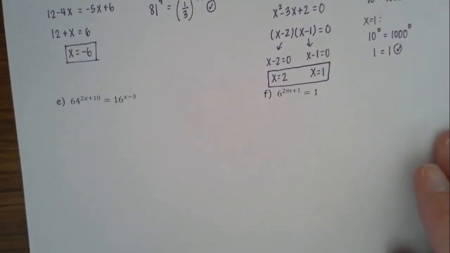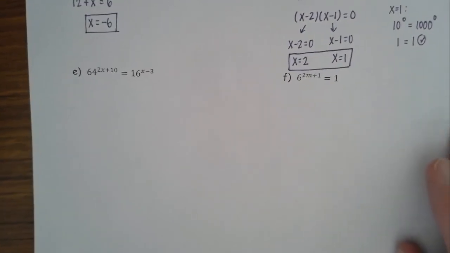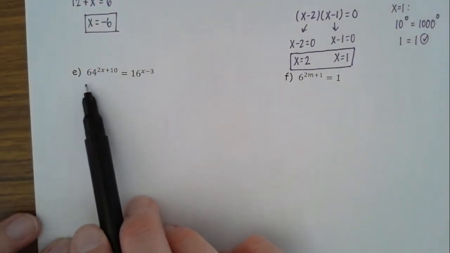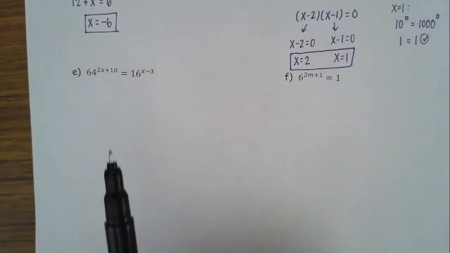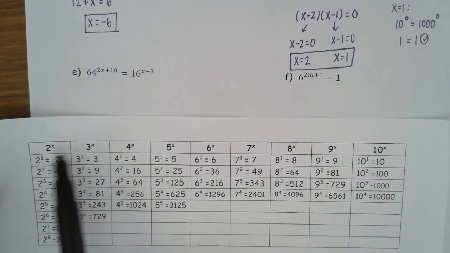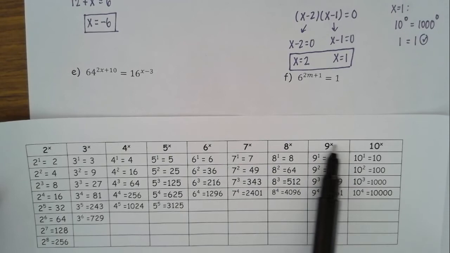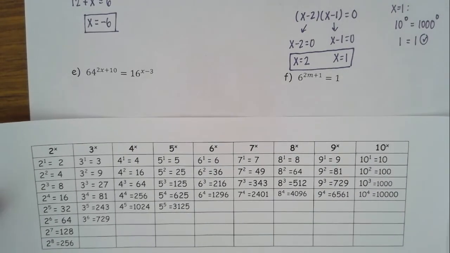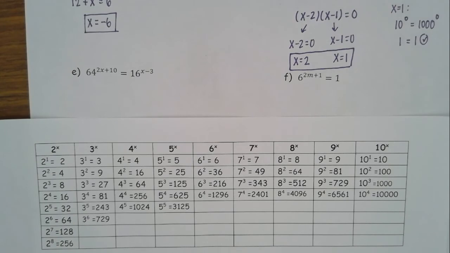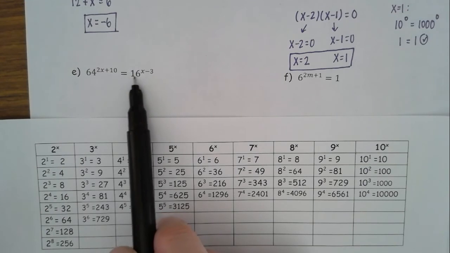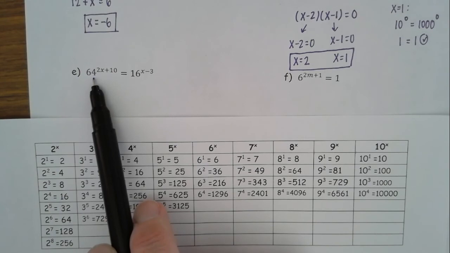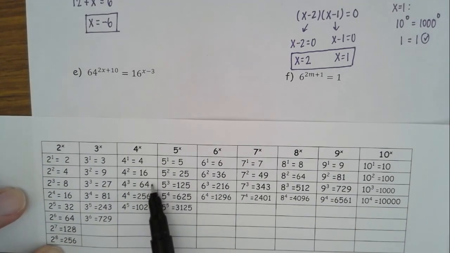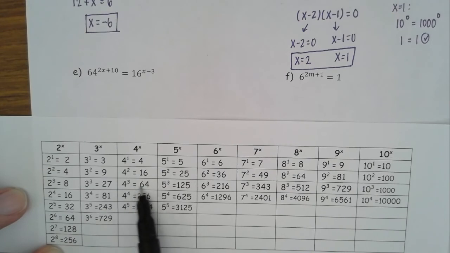And then the last two, E and F. So E is a little bit different because if you notice, again, we don't have the same base. I've got a base of 64 over here, and I've got a base of 16 here. But if we notice, I don't have anything about bases of 64 or 16. So sometimes you might have to think about, are there smaller bases that I can use? So I usually start thinking about this 16. Well, I know that I can raise 4 to the power of 2 to get a 16. Is there something that I can raise 4 to get a 64? And there is. I can raise 4 to the third to get a 64.